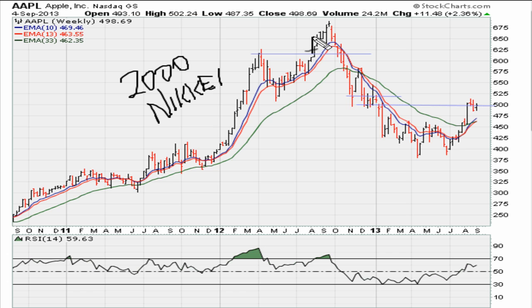So we had a breakout here, it goes up, and then collapses. That's your first indication that Apple is in trouble. Get out. And I was bearish here. You'll see my videos on YouTube.